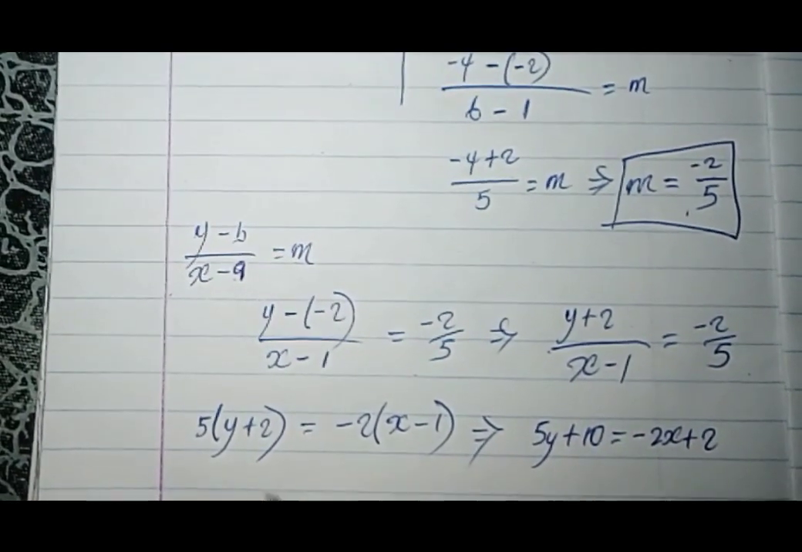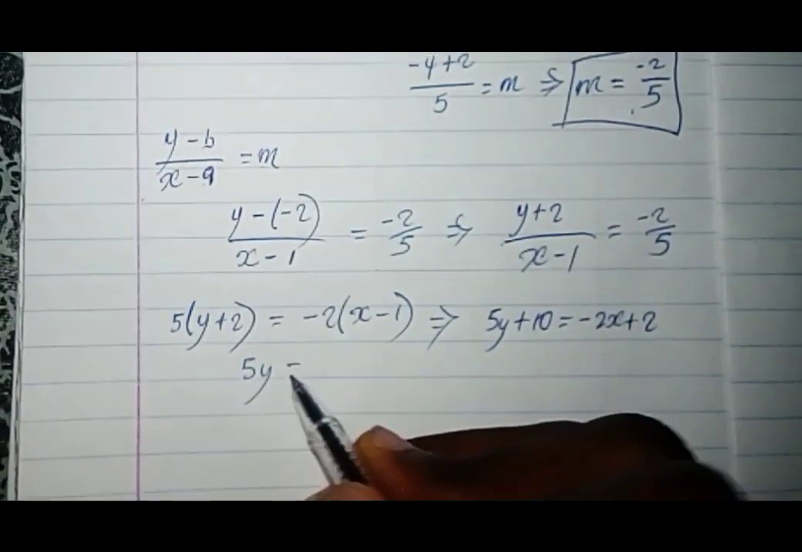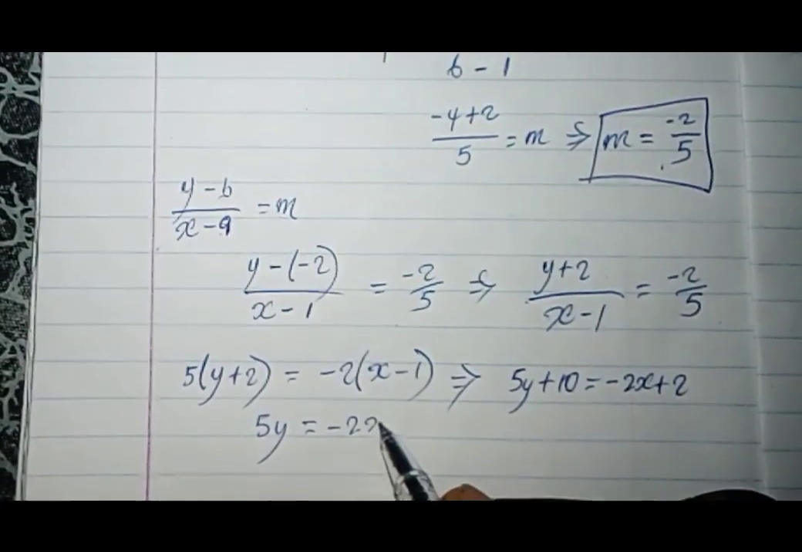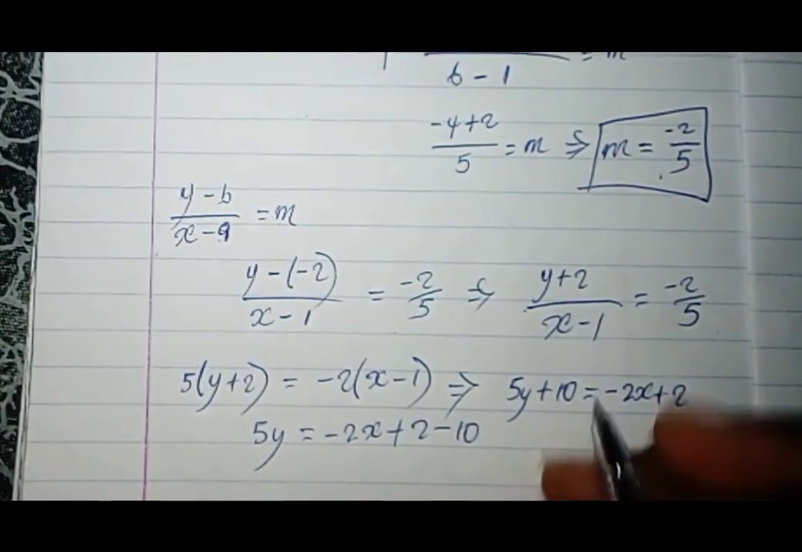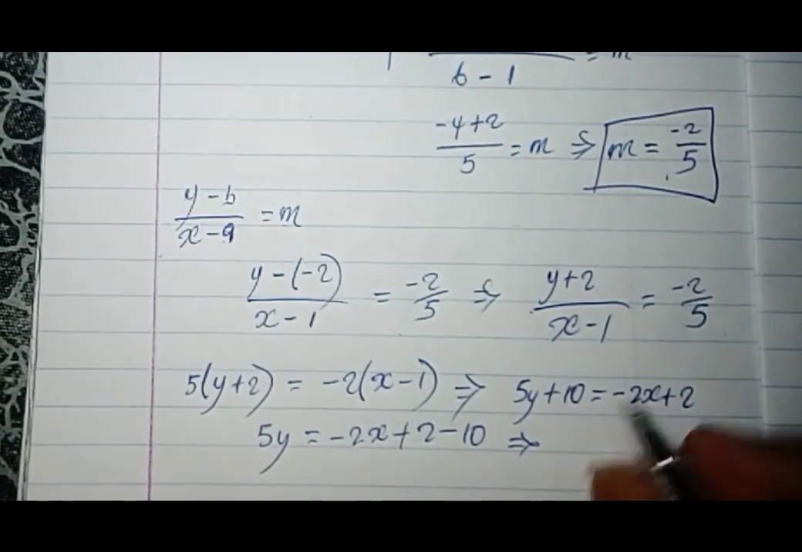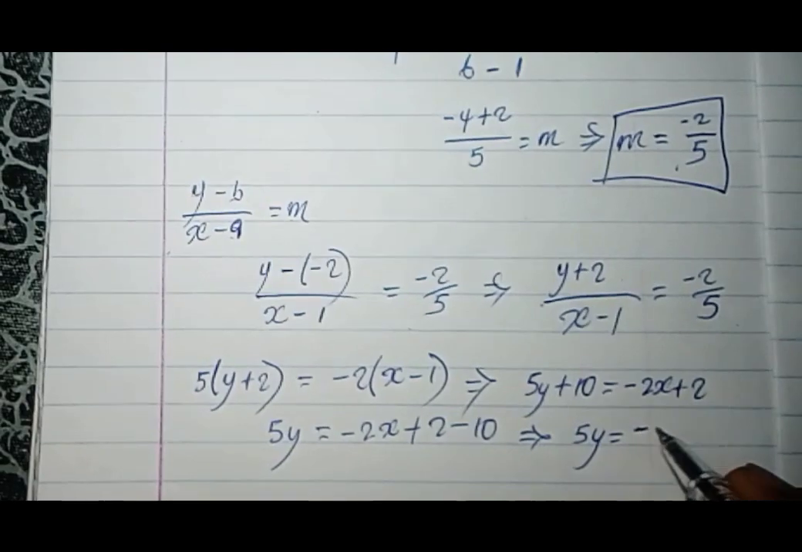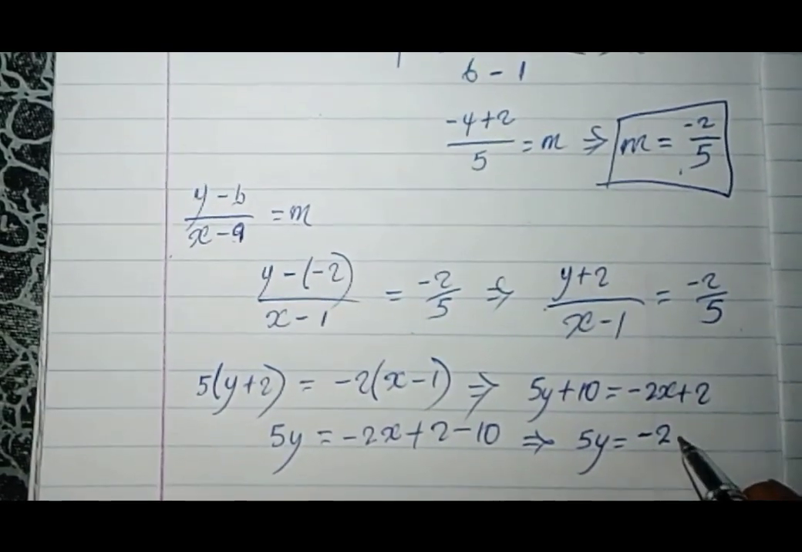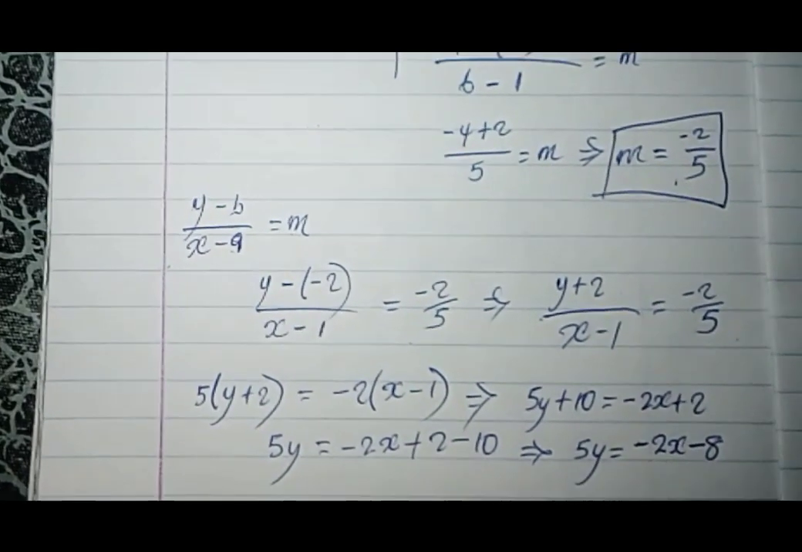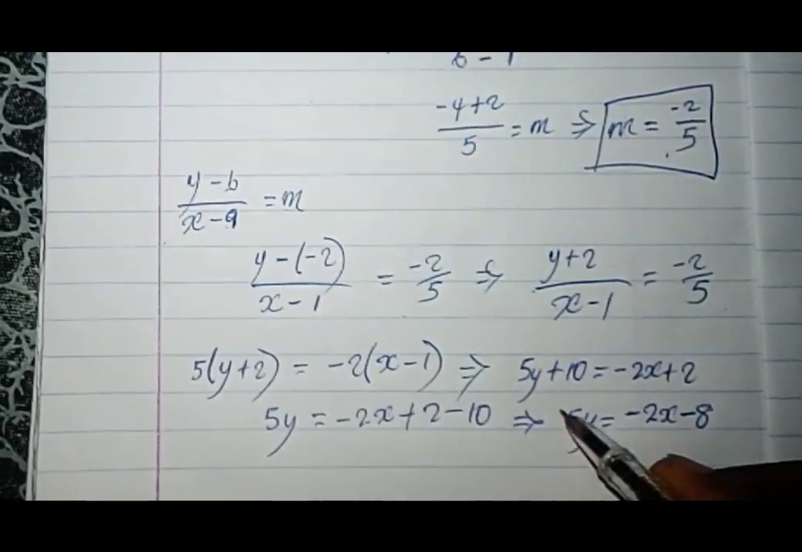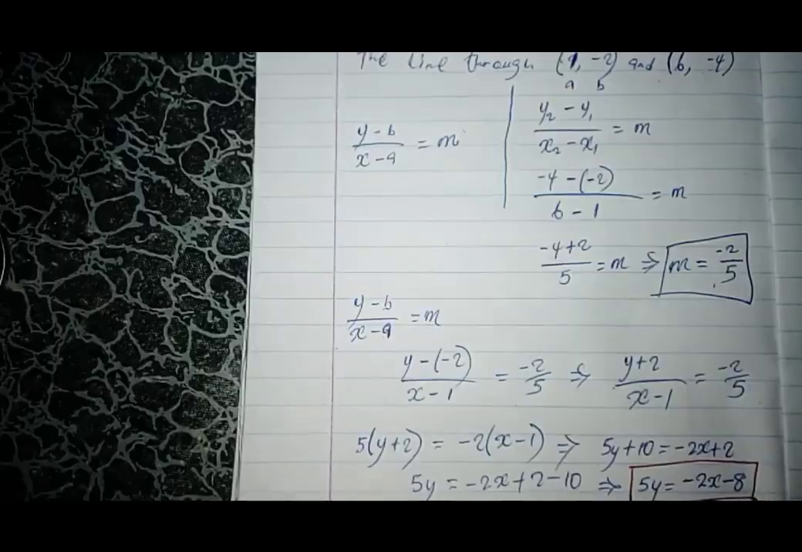So taking this to the side, we have 5y equals negative 2x plus 2 minus 10. So this is therefore 5y equals minus 2x, 2 minus 10, that is negative 8. So therefore, this is the equation of the line.